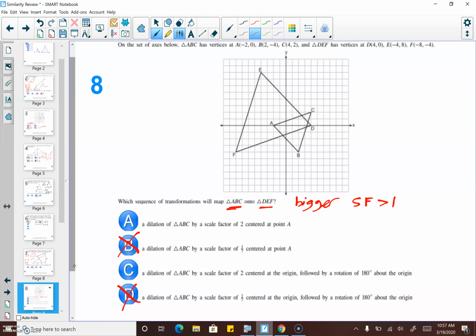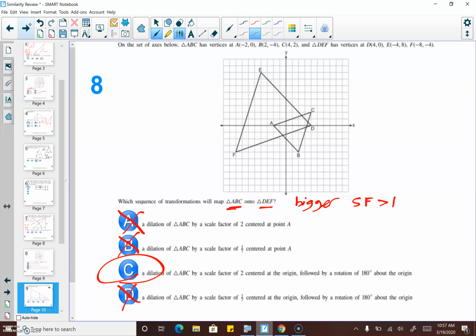So we know a scale factor of 2, and then obviously they are not facing the same direction. So just having a dilation is not going to help us. We need to have a dilation scale factor 2 to get bigger, and then we have to rotate it around the origin so that they end up facing the same exact direction on top of each other.